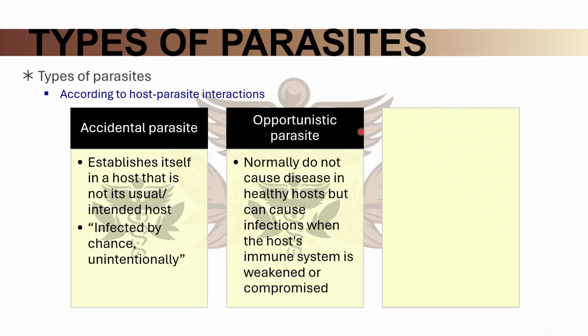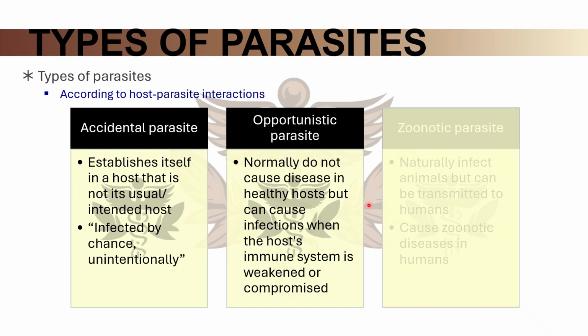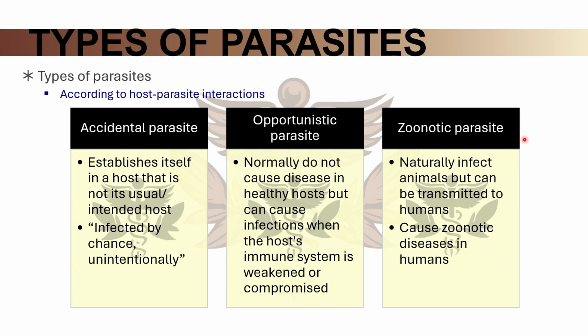Opportunistic parasites normally don't cause disease in healthy humans, but can cause infections when the human's immune system is weakened or compromised due to conditions like HIV or AIDS, cancer treatment, organ transplants, or other immunosuppressive states. Finally, zoonotic parasites naturally infect animals but can be transmitted to humans.